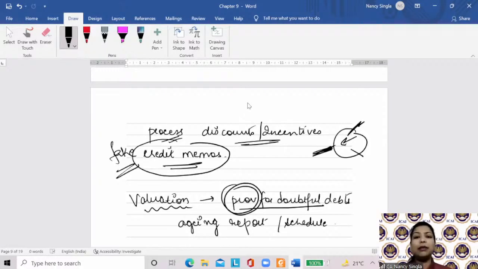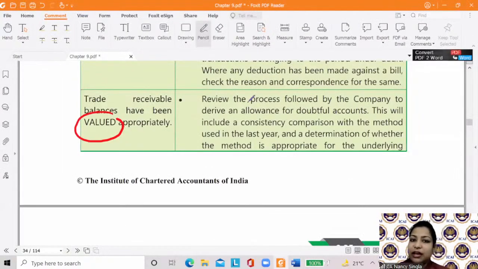Ask the management, if there is a litigation with respect to a particular debtor, or if it is outstanding for a long time, why have you not provided for it, why have you not made a provision for the doubtful debt? Ask the management, and in case management says there is some dispute or anything like that, then the auditor needs to perform further audit procedures to test such debtors. So with this we have finished the verification of debtors.